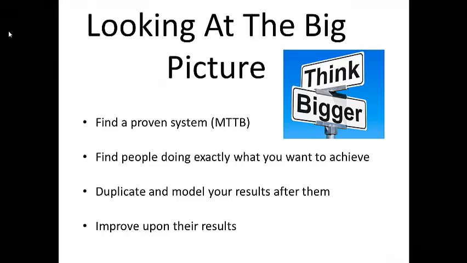But basically, when you go out there and you're modeling people, you want to find people doing exactly what you want to achieve. You want to find about 3 to 5 marketers out there who are achieving the kind of success that you want, getting the kind of money that you want, the kind of traffic and following that you want, and model and copy them. So we're going to talk about that a little bit more. Basically you want to duplicate and model your results after them. Try to figure out exactly what they're doing. And basically you want to take their results and do it better. You want to take what they're doing and improve upon it.